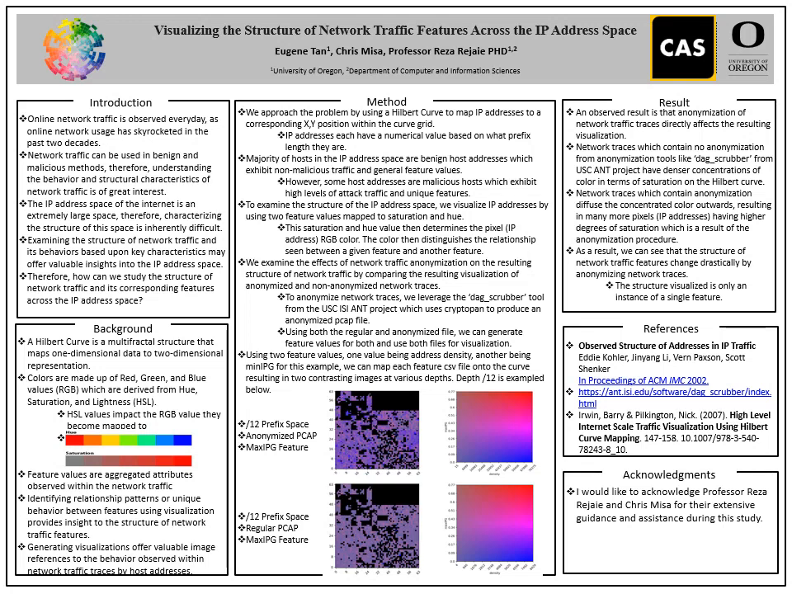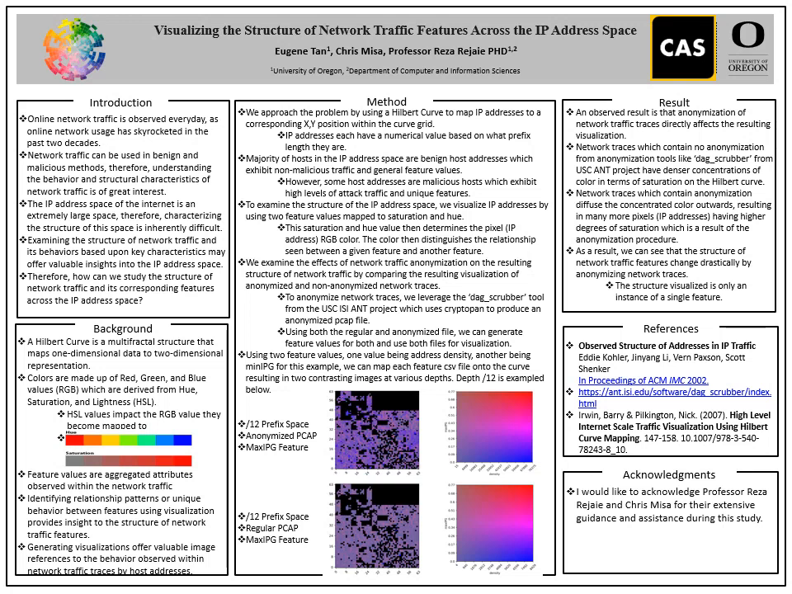Identifying relationship patterns or unique behaviors between these features using visualization provides insight to the structure of network traffic features because it lets us see whether or not there's an intersection between specific features or whether there's a relationship that directly correlates to specific behaviors that we may see in network traces itself. So as a result, generating visualizations using color and the Hilbert curve offer valuable image references to behaviors that we may observe within network traces by specific host addresses.